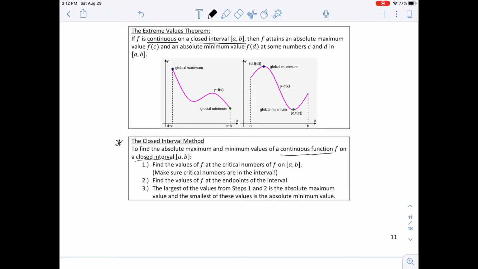Step 2 says to find the values of f at the endpoints of the interval. Step 3 says the largest value from steps 1 and 2 is the absolute maximum value, and the smallest of these values is the absolute minimum value. So again, you need to find your critical numbers, make sure that they're in that interval, and then you also need to find the endpoints, and you need to substitute these into your function f. Then the smallest of the small is going to be your absolute minimum, and the largest of the large will be the absolute maximum.